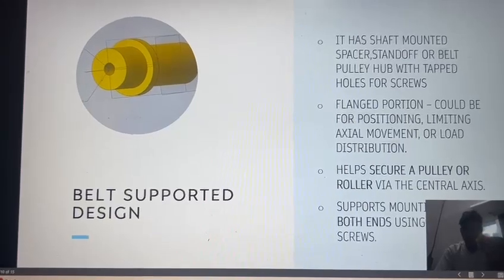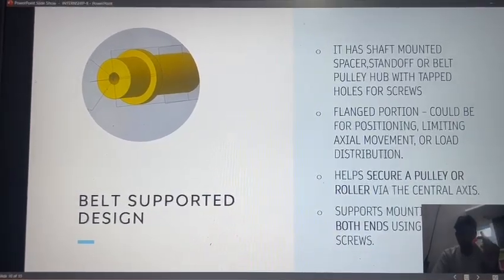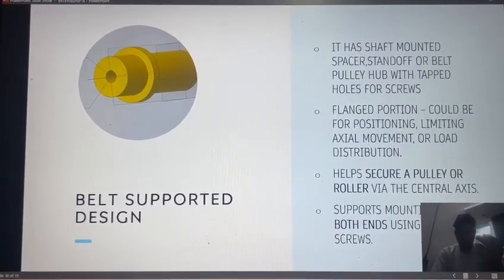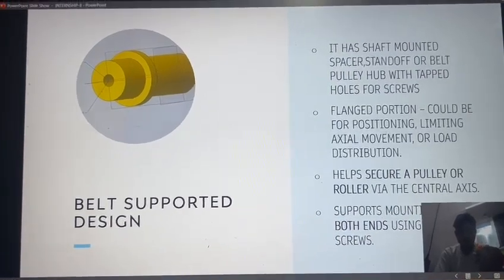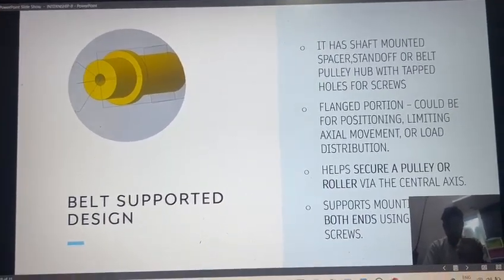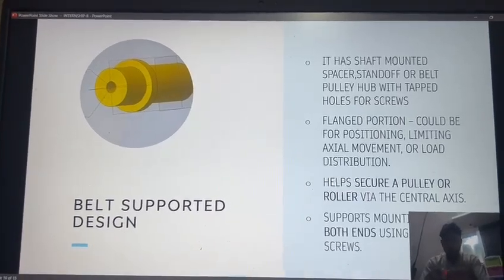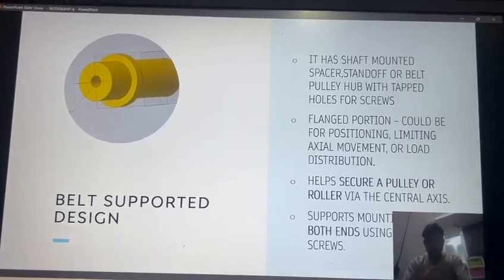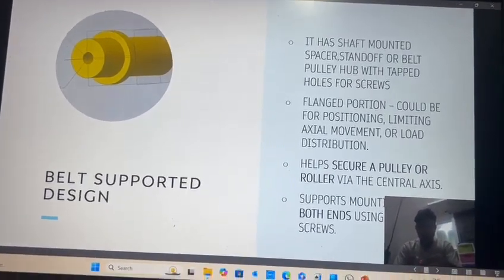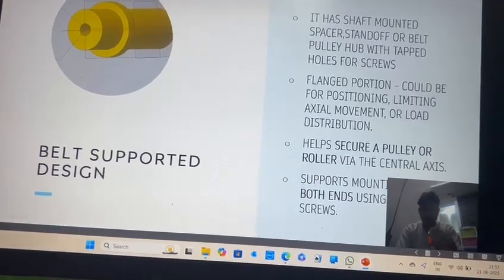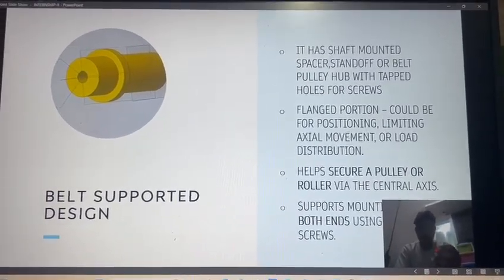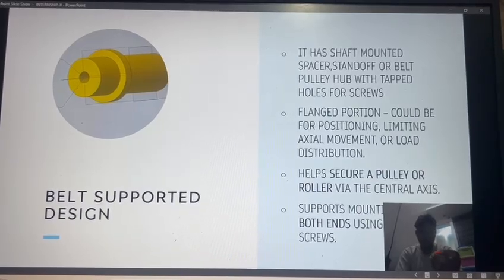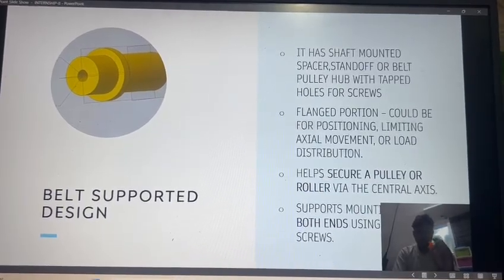It is a belt supported design, which you can see here. It is the fourth part. It has a shaft mounted spacer, a standoff or a belt pulley hub with tapped holes for screws. The flanged position could be for positioning, limiting axial movement or load distribution. It helps to secure the pulley or roller while the central axis supports the mounting shaft at both ends using screws.